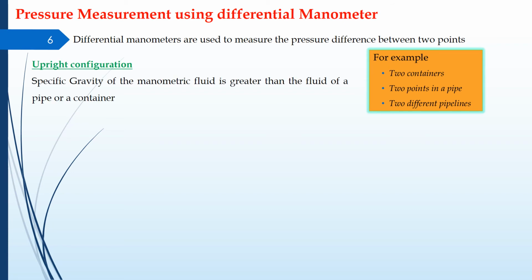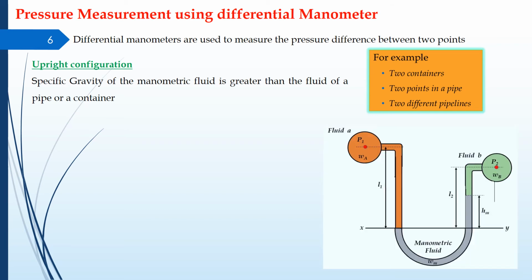So let us see. In that case, we have the upright configuration first, and in the case of an upright configuration, the specific gravity of the manometric fluid is greater than that of the fluid in the pipe or container. So this is basically the example of the upright configuration. In that case, we have this purple color fluid as the manometric fluid, and certainly its specific gravity is higher, or you can say it is denser in comparison to both the fluids.